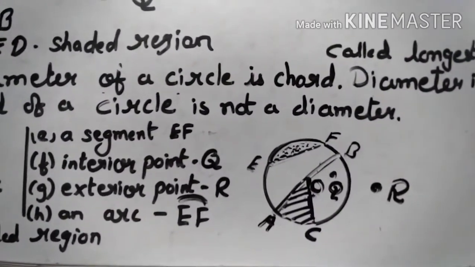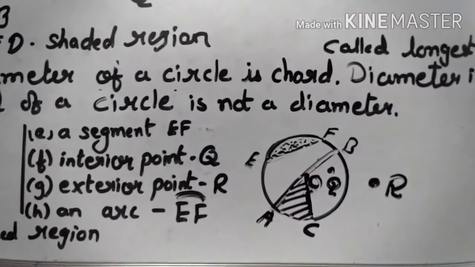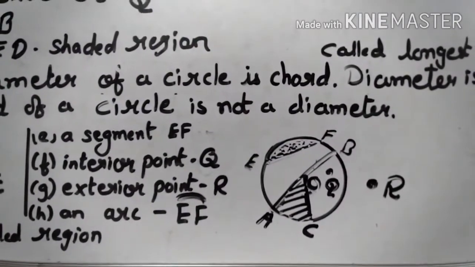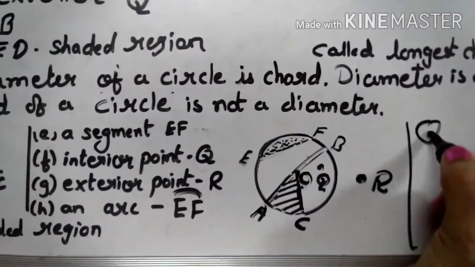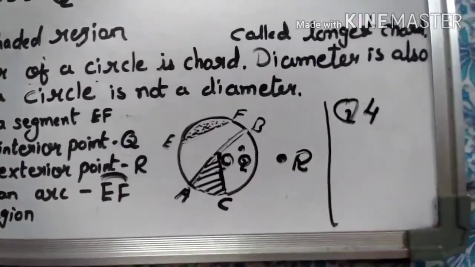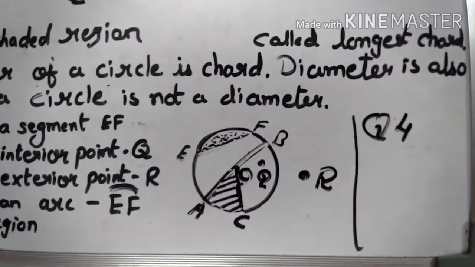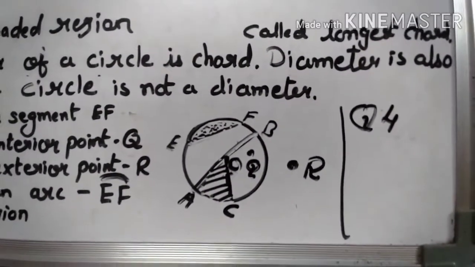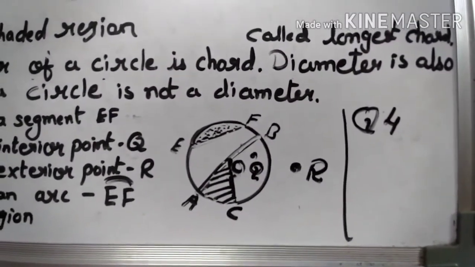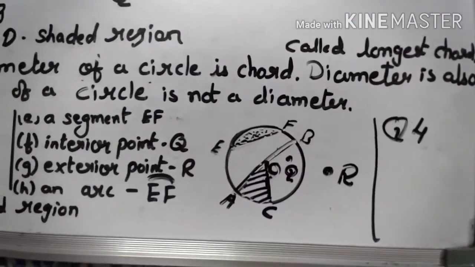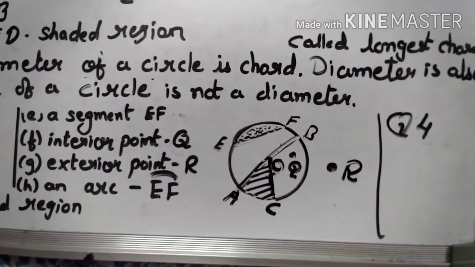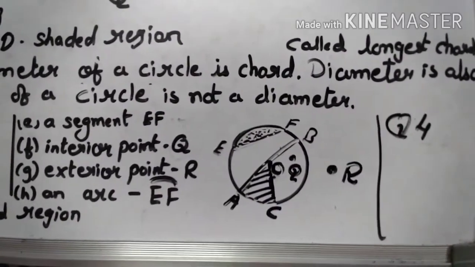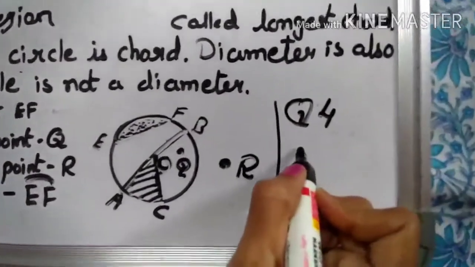Now students, our last question, that is say true or false. That is question number 4. Our first statement for true or false: two diameters of a circle will necessarily intersect. Is it true or false? Yes, it is true.